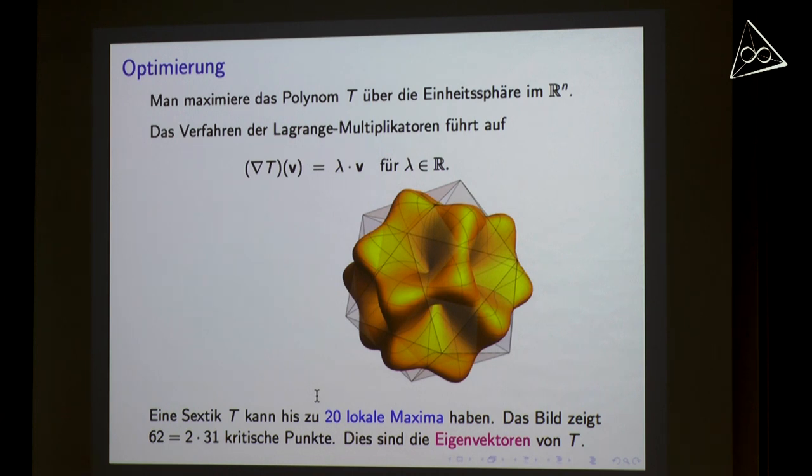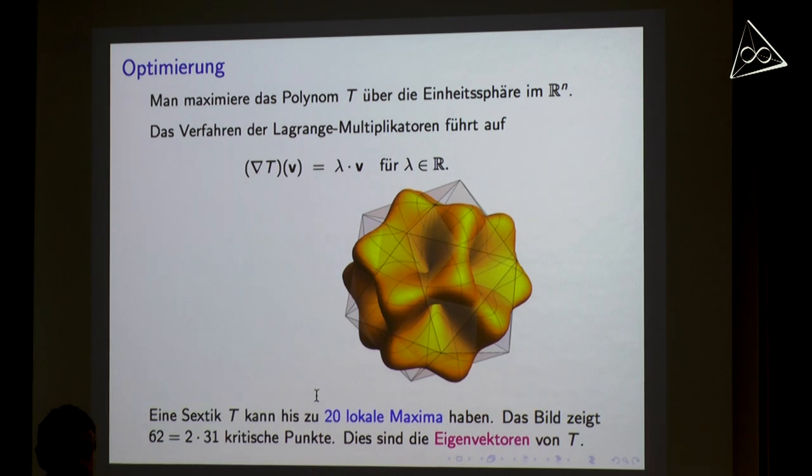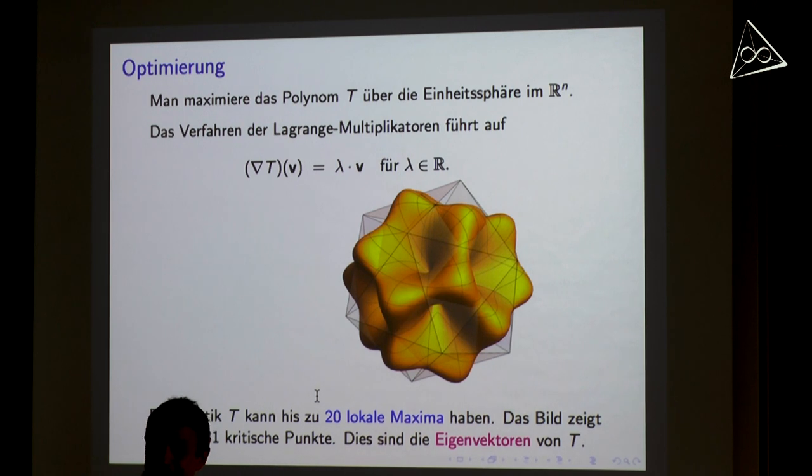We have t is a symmetric 3x3x3x3x3x3 tensor. The experts, how many distinct entries does such a tensor have? So it's a ternary sextic, a symmetric 3 by 3 by 3 by 3 by 3 by 3 tensor. And it has how many distinct entries? Okay, 28, right? So this has 28 coefficients, this degree 6 polynomial.